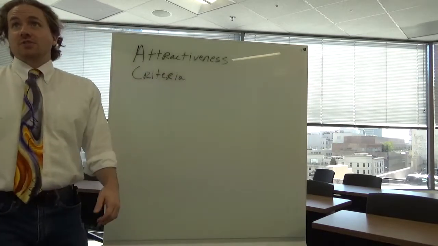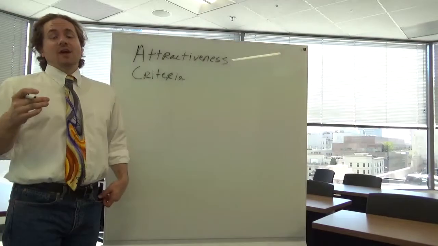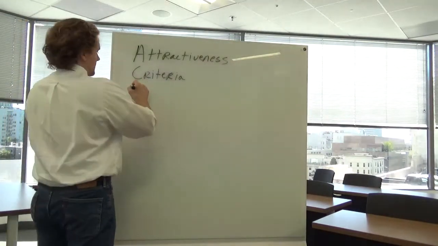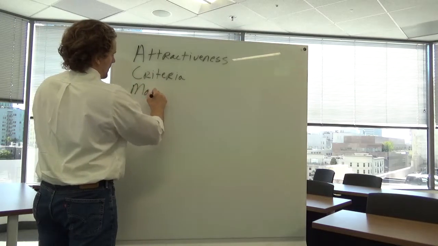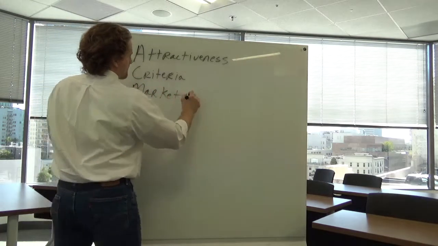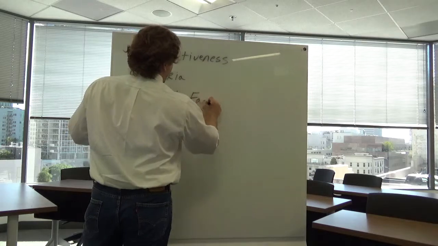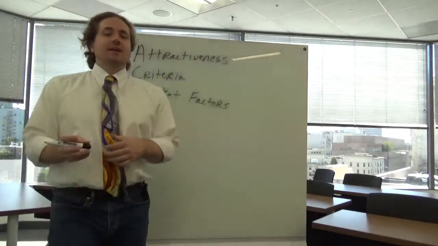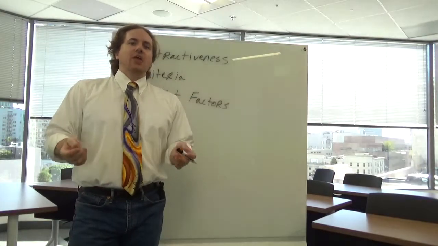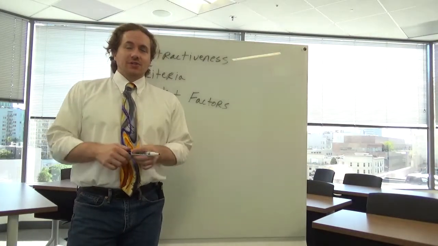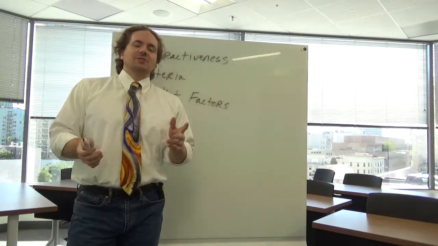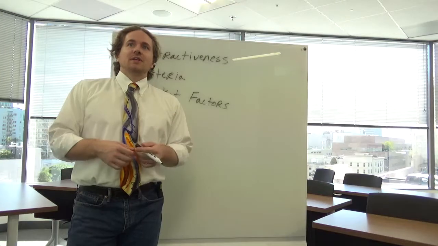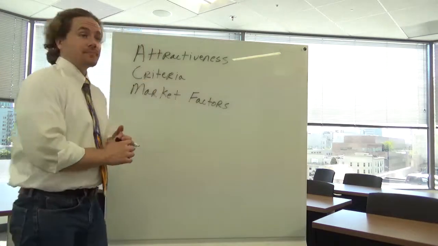So some of the attractiveness criteria could be things like market factors. Market factors include things like size of the market, annual growth rate, internationalization potential, a degree of maturity, cyclicality, seasonality.